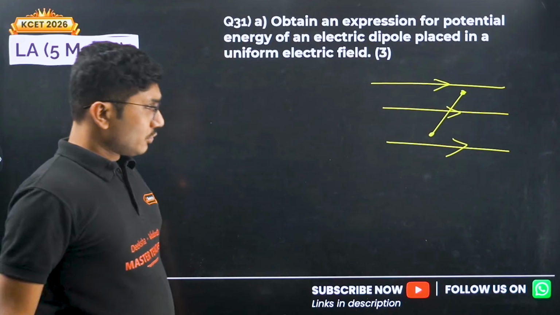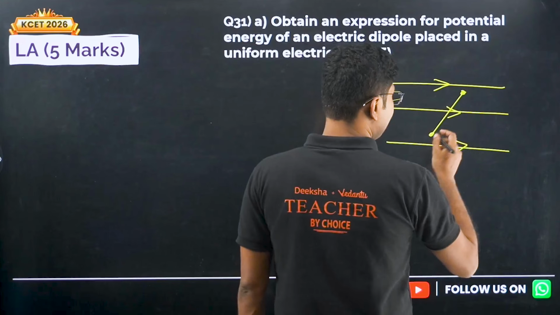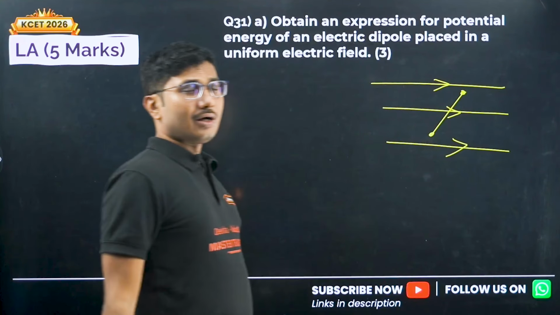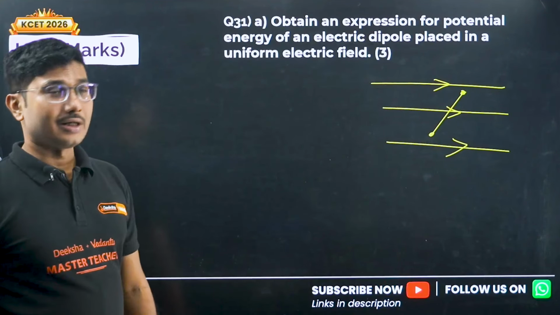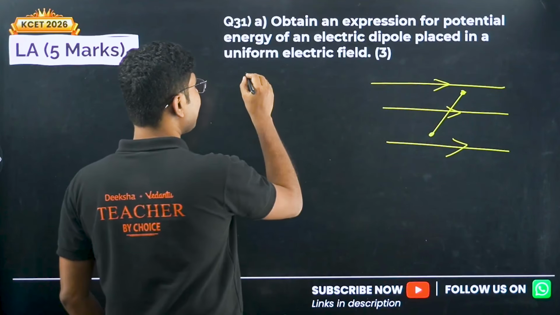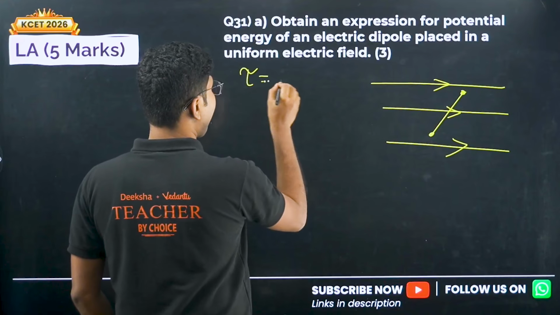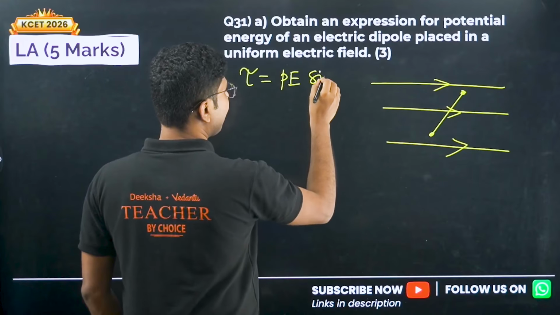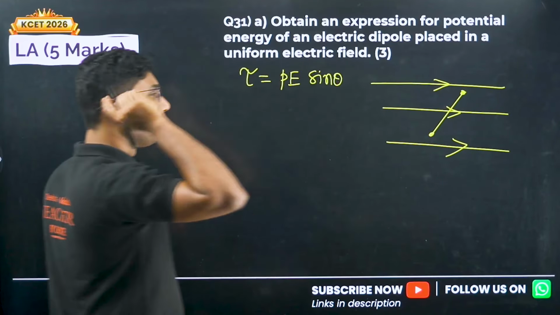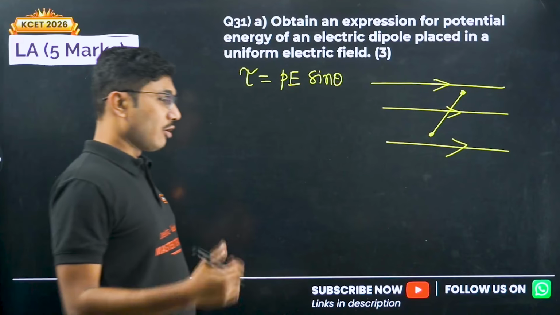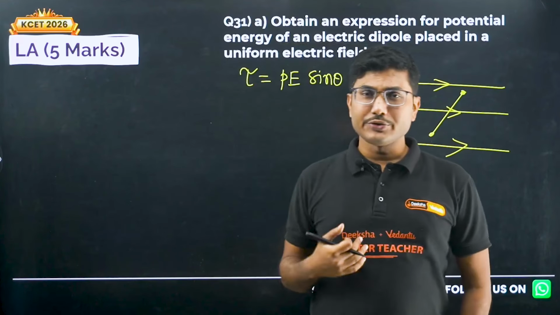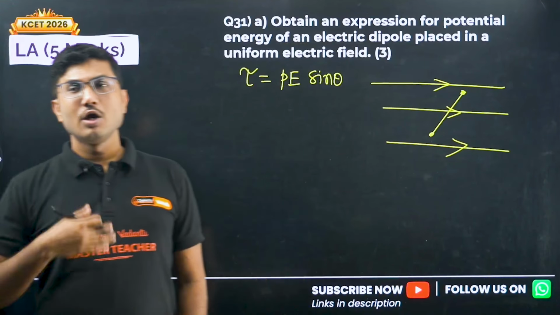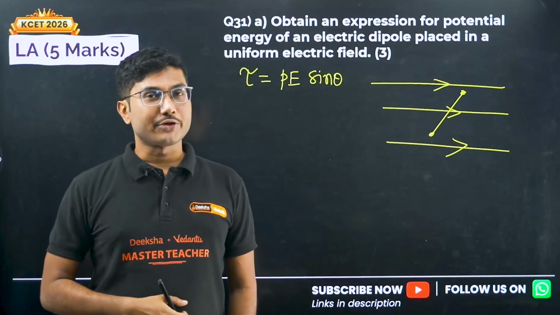When you place a dipole in an electric field, first of all you have to remember the torque acting on it. The torque that we have calculated was given by PE sin theta, right? PE sin theta. Now torque is equivalent to force in rotational motion. If you remember rotational motion, torque is equivalent to force.